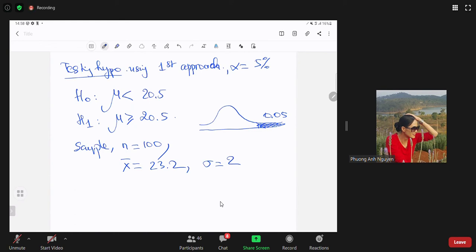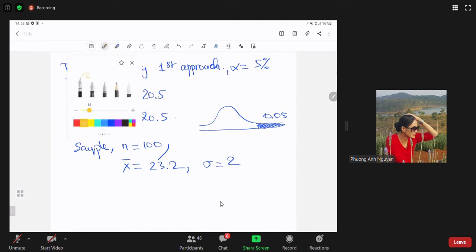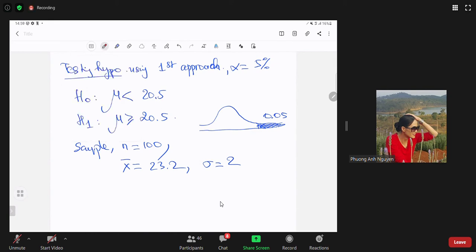Step by step, we follow the procedure. You write down H1. You write down the rule. So what is the value of mu0 in this case? Mu0 in this case is 20.5. This is what we call mu0. This is the value of the parameter in the null hypothesis.